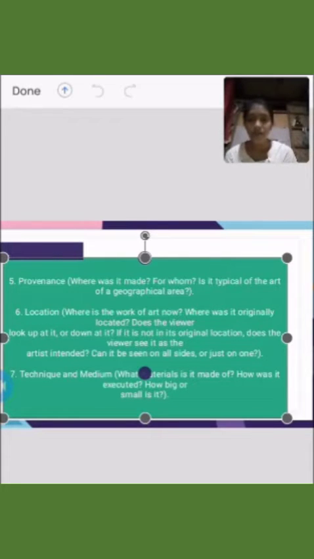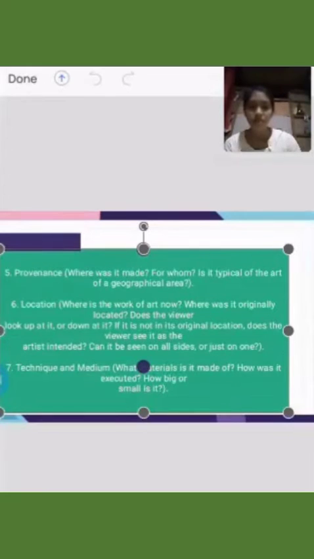So number 7, techniques and medium. What materials is it made of? How was it executed? How big or small is it? Kung giunsa nila pagbuhat, kung unsa ang materials, kung unsa siya kadako or kagamay.